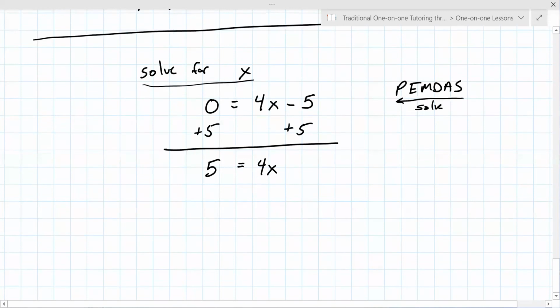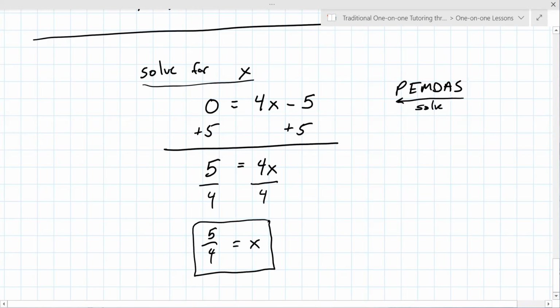Okay, is that clear? Is that okay? Yeah. And since 4 is multiplying x, we undo multiplication with division. So 5 over 4 equals x, and that's your final answer.